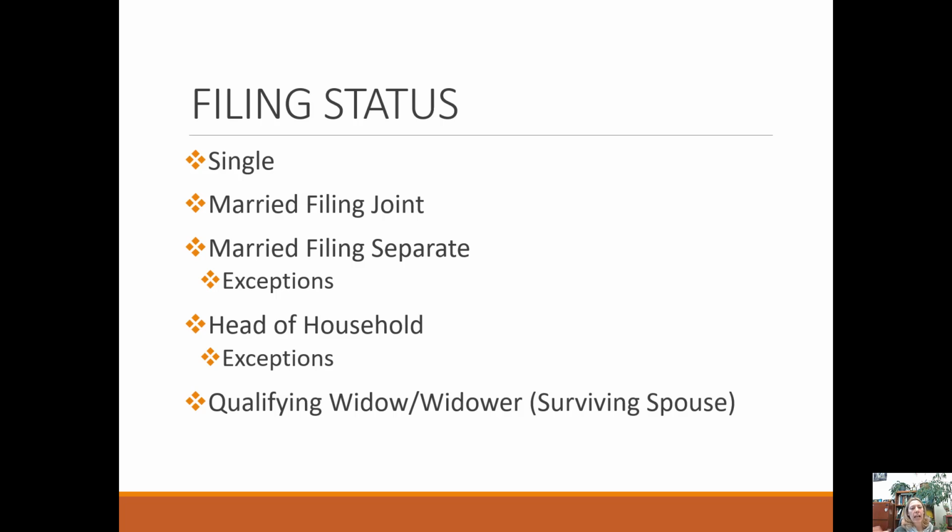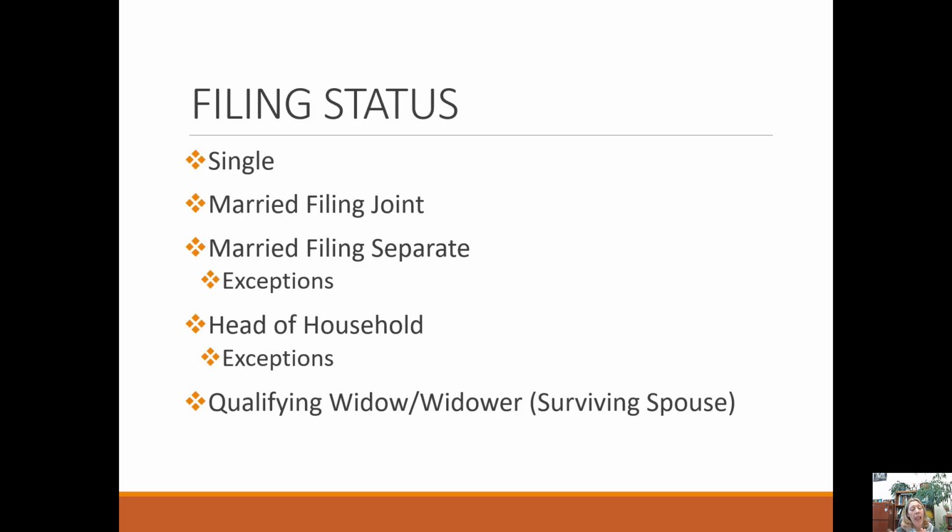And then the second one is looking at filing statuses. So there are essentially 5 filing statuses for the 1040. You have single, married filing joint, married filing separate with exceptions, head of household with exceptions, and then we have the special status for certain taxpayers whose spouse has died. And we call that surviving spouse or qualifying widow or widower.